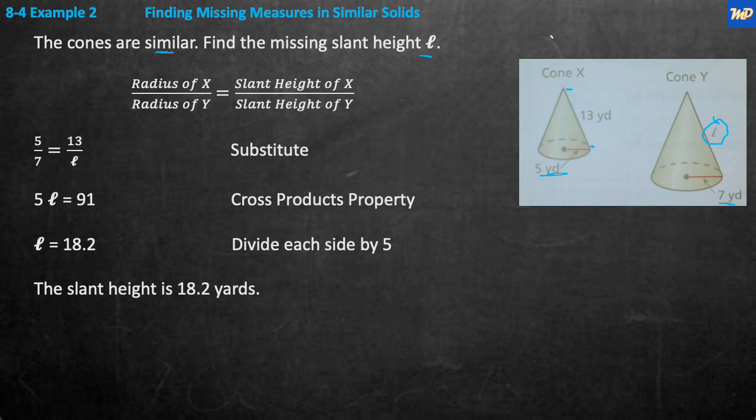Once you have that with the cross product, we divide both sides by 5. I'll just do it. I'll say divide by 5 and divide by 5, and you'll get L equal to 18.2. So the slant height of cone Y, right here, is 18.2 yards. So there's an easy little formula to make that determination.